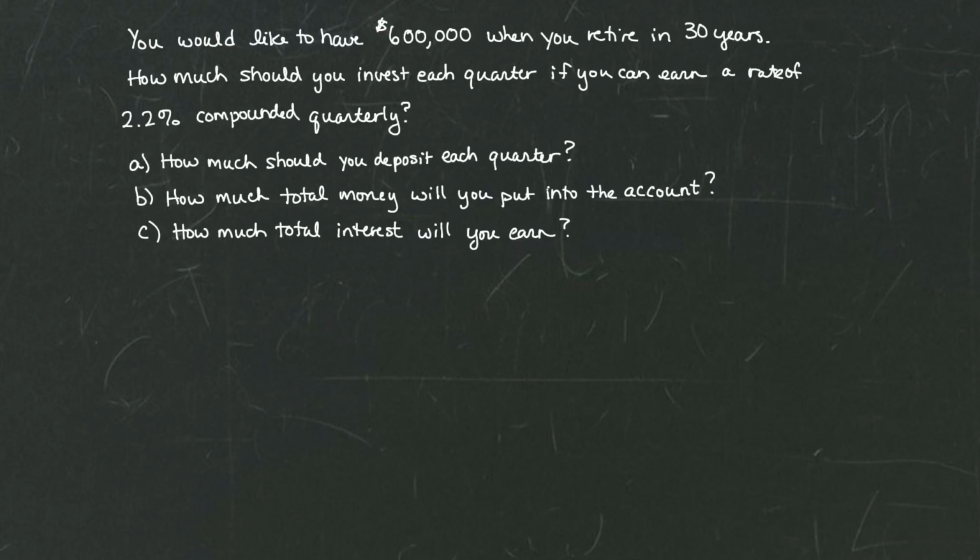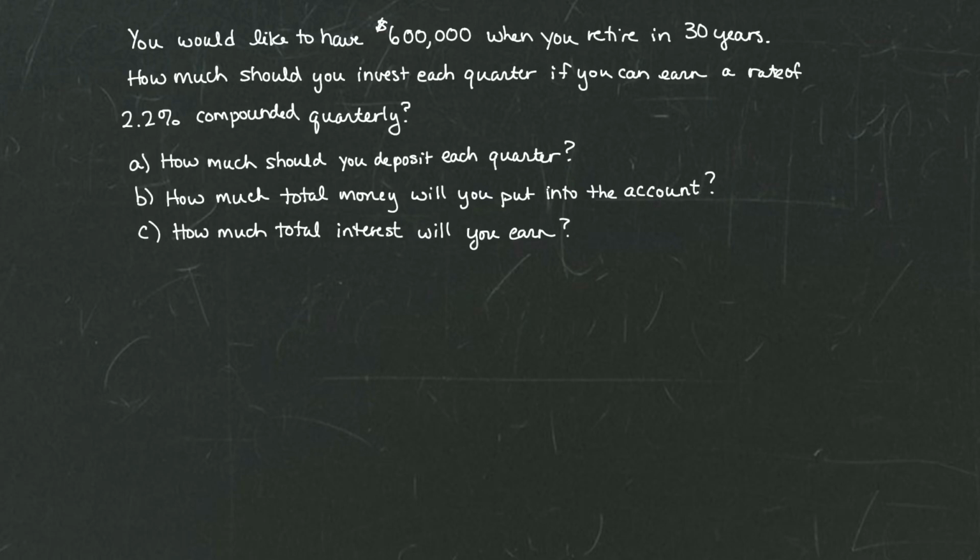You would like to have $600,000 when you retire in 30 years. How much should you invest each quarter if you can earn a rate of 2.2% compounded quarterly? How much should you deposit each quarter? How much total money will you put into the account? And how much total interest will you earn?